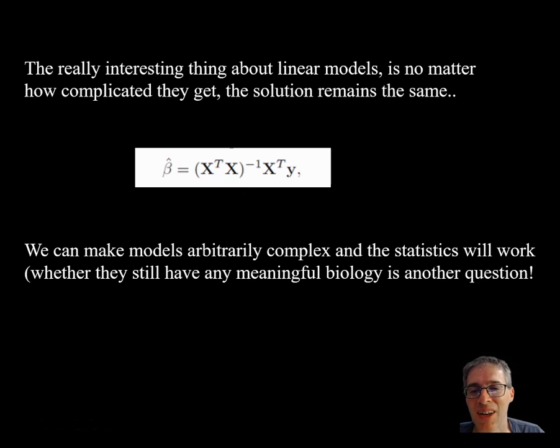Right? No matter how complicated your equation is, no matter how complicated your models are, no matter how many different independent variables you have, you can solve this equation to get the beta coefficients that are guaranteed to give you the minimized sum squared error.